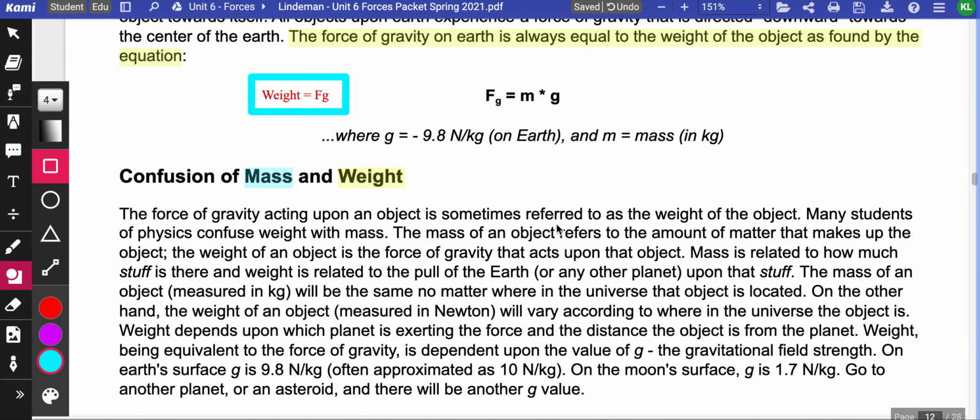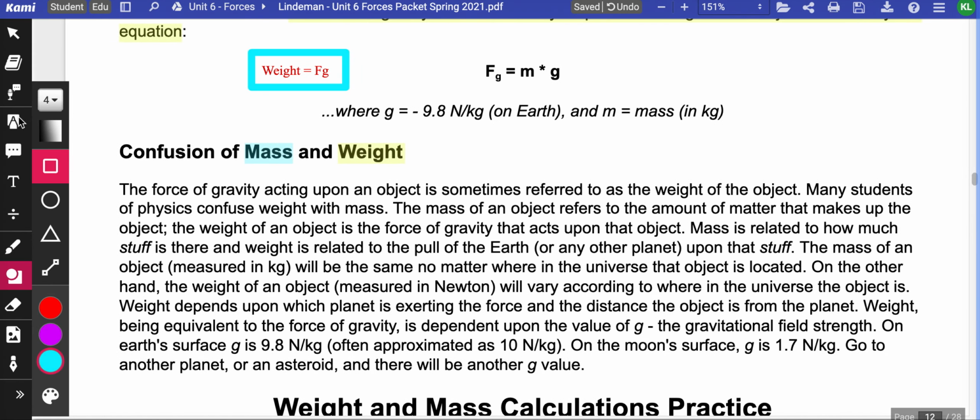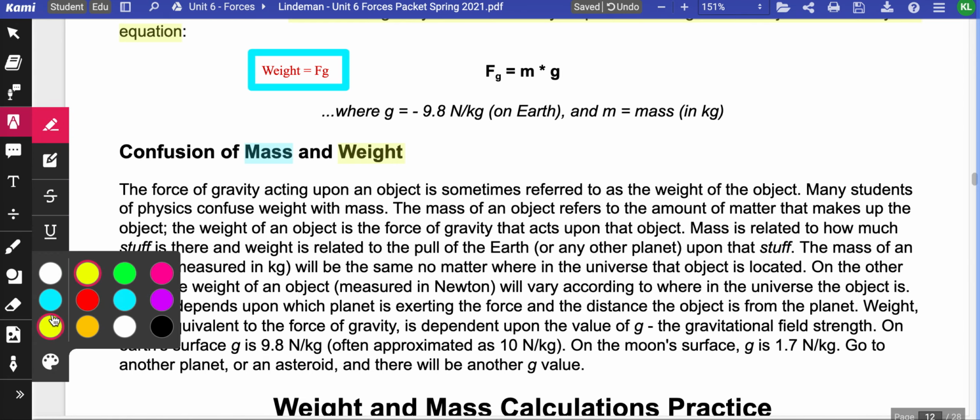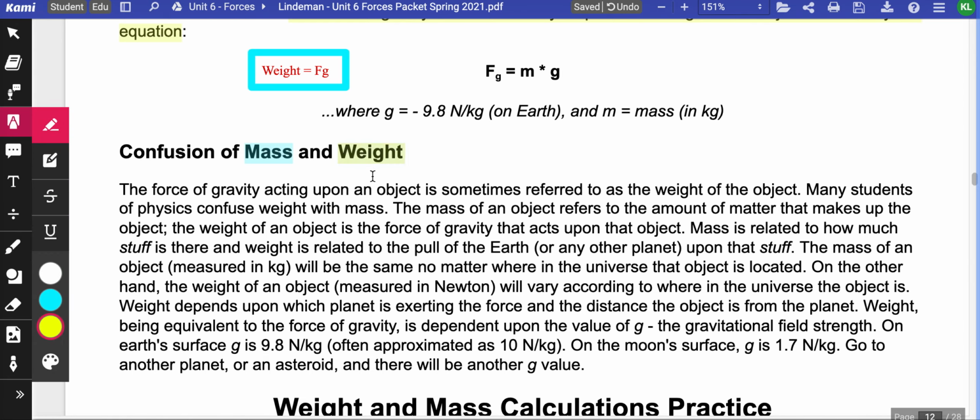All right, so let's go down to this paragraph. And again, I'm just going to kind of switch back and forth with highlighting with blue and yellow, according to if it's talking about mass or weight. Okay. All right, so the force of gravity acting upon an object is sometimes referred to as the weight of an object. Okay, and that's something that I've already highlighted above, so I'm not going to worry about highlighting it here.